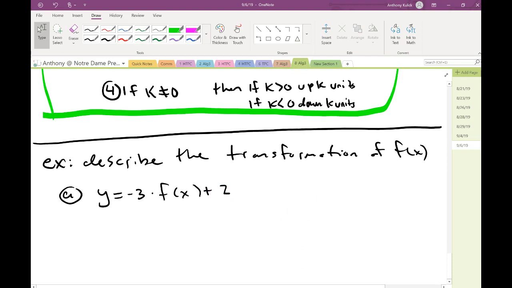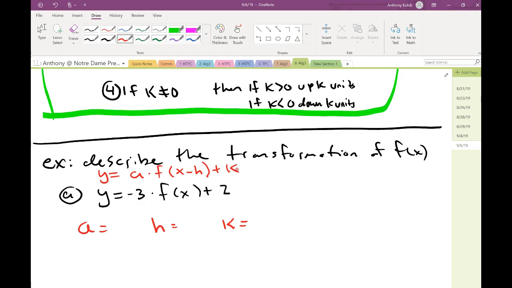So let's say we're asked to describe the transformation of f of x, and we have y equals negative 3 times f of x plus 2. The first thing that I'm going to want to do is identify the values for my a, h, and k. The way that I'm going to do that is I'm going to look at the general form that was described in our definition above and use that to identify my values for A, H, and K.